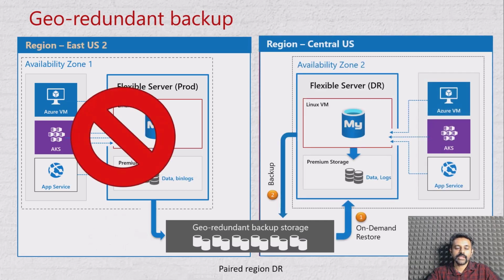Now let's assume a disaster strikes availability zone 1, and we need to restore to a different region. Let's say the region is Central US, in availability zone 2 in Central US. Since the backup storage copy is maintained in a paired region, though East US 2 is not available, we can use that and create the server in Central US with the latest backup available. And the application can be rerouted to connect to the new database server, which is restored from the latest backup.